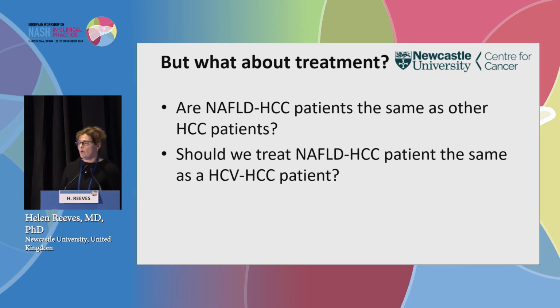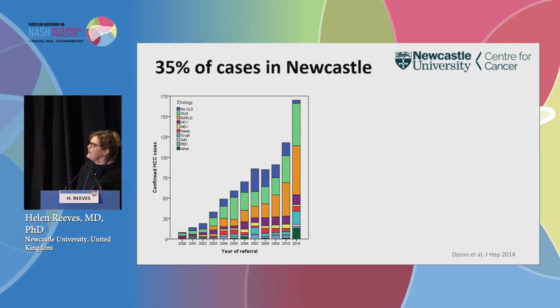So this is coming back to the questions, are the NAFLD HCC patients the same as other HCC patients, and should we treat them the same? And the answer is they're not the same. This is data from Newcastle, from when I started and set up the liver cancer practice. The colors of the bar here is telling you the underlying etiology of the cancer in that patient. The orange bar didn't even exist in the year 2000. This is 2016, and it's NAFLD HCC. So the majority of patients in our unit have either got NAFLD as the cause of their cancer, or the green bar is alcoholic liver disease.